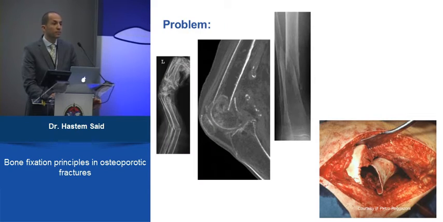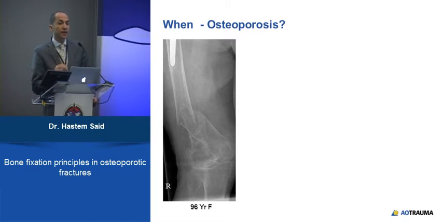But what's the problem? It's when we see these x-rays, these very osteoporotic patients with severe osteoporosis, the bone is very thinned out. It's then that you worry about your fixation and how you're going to deal with these patients. And when you go inside, you can see on the picture on the right the very thinned out, eggshell cortex.